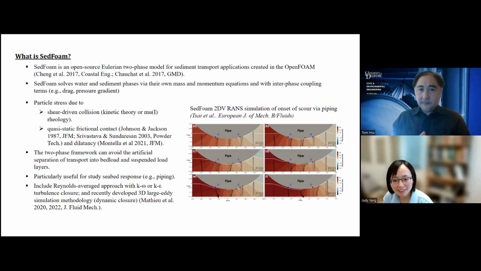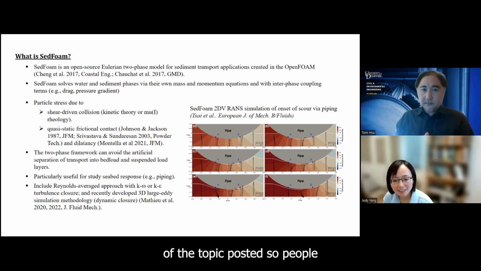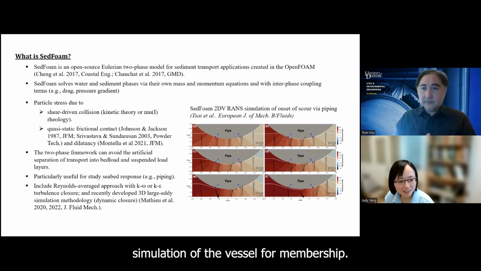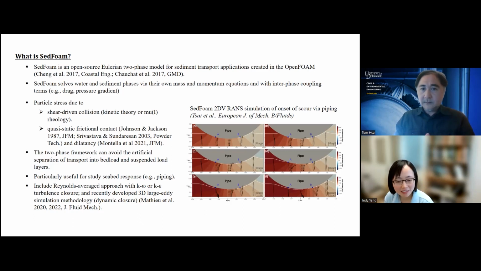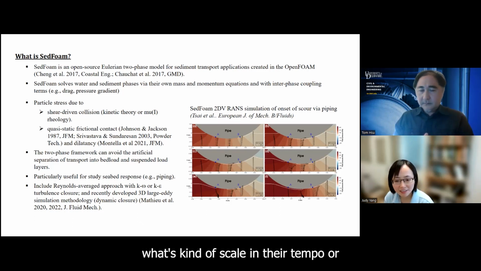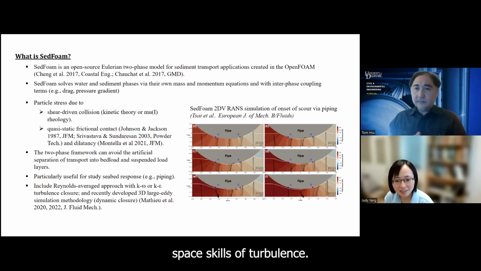Great talk. I have a question: because you're resolving the turbulence and showing that if you use large eddy simulations, you get a better simulation of the backbone formation, I was wondering which scales of turbulence, either temporal or spatial, you believe are important to the backbone formation. That's a great question.